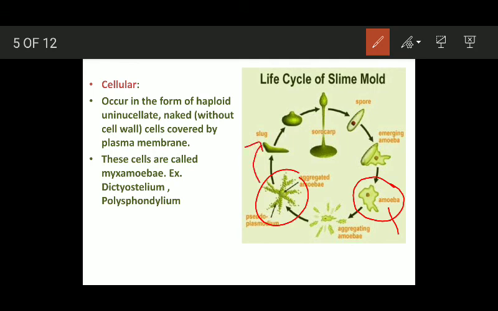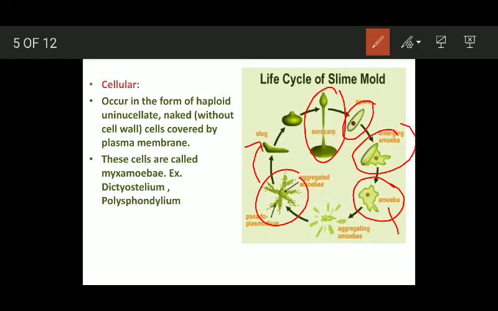Then later on, it forms fruiting bodies or sporocarps. And inside the fruiting bodies or sporocarps, spores are formed. And these spores later on germinate. And from the germinating spores, you can see the myxamoebae come out. So this completes the life cycle of cellular slime molds.